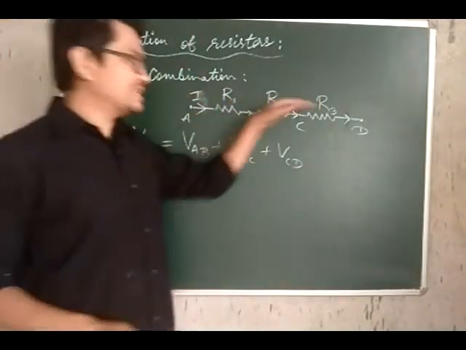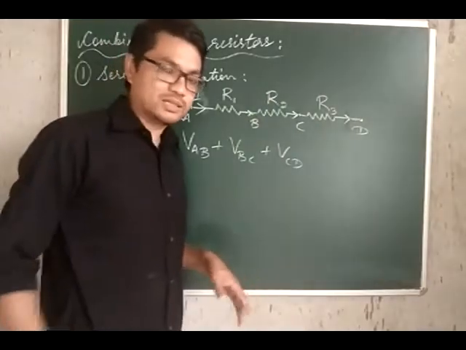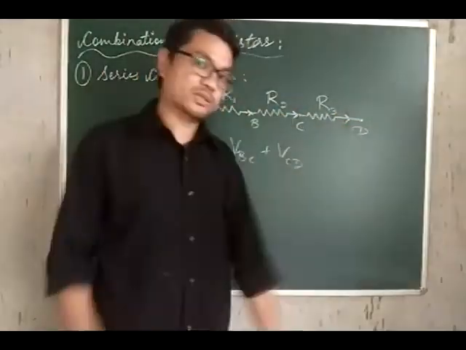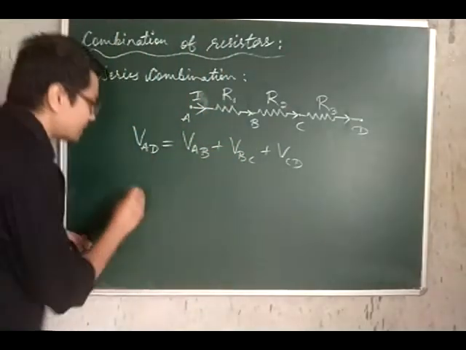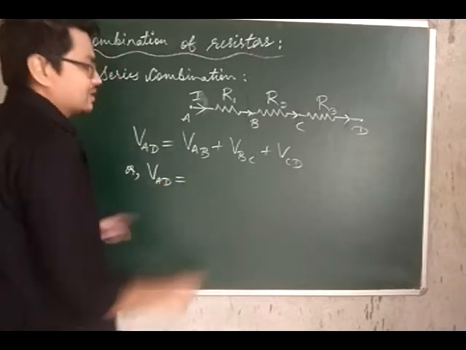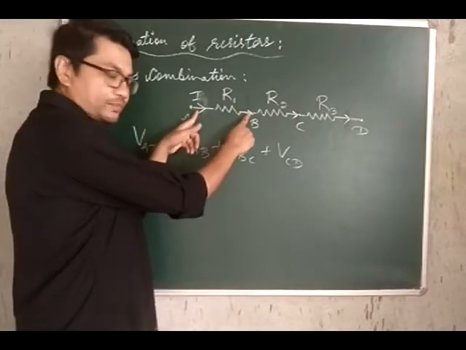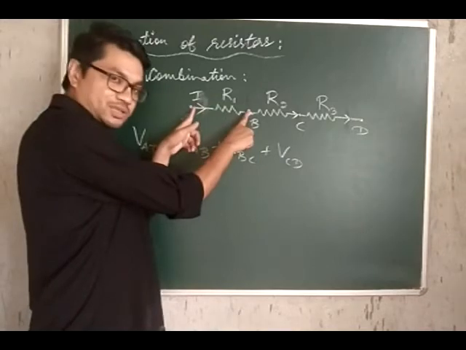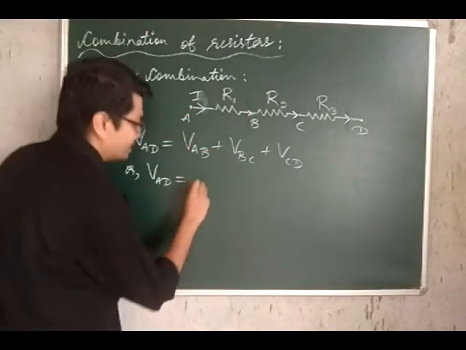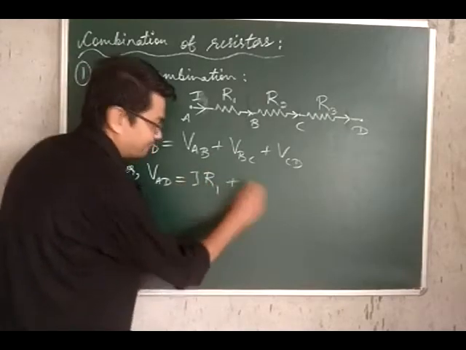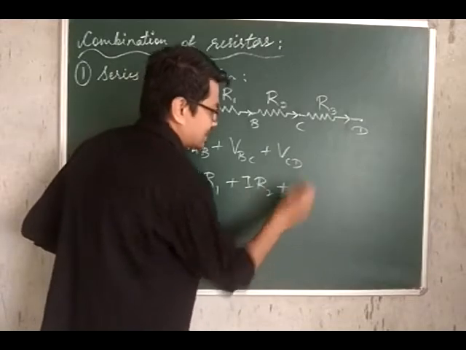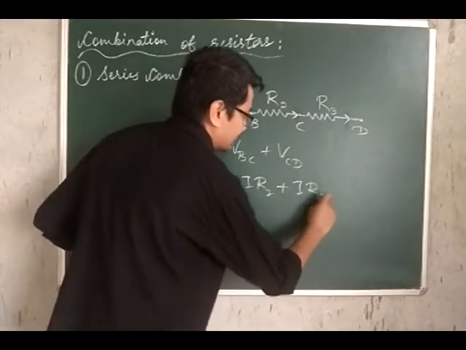Now, for convenience here, I am only showing three resistors. Do not forget, we can have any number of resistors connected in series. Okay, so I can rewrite VAD as, now how do I write VAB? I is the current flowing through the first resistor and R1 is its resistance. So therefore, according to Ohm's law, VAB is I into R1. Likewise, VBC is I into R2 plus VCD is I into R3.